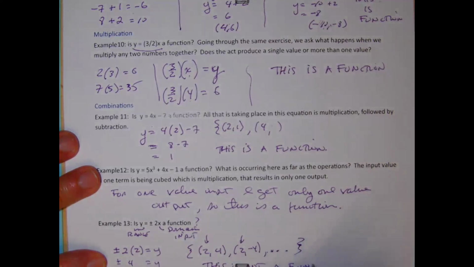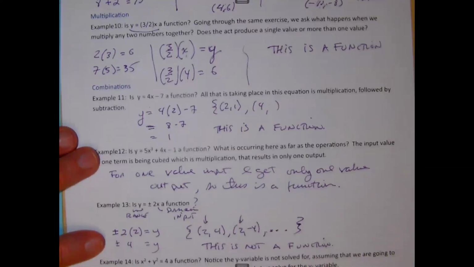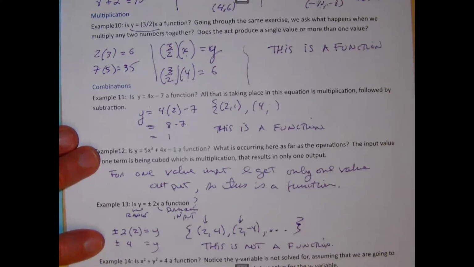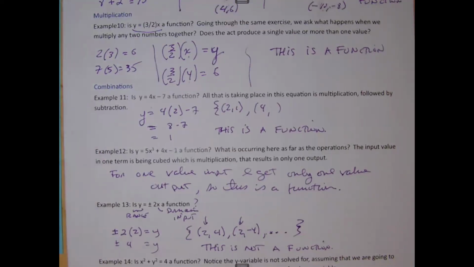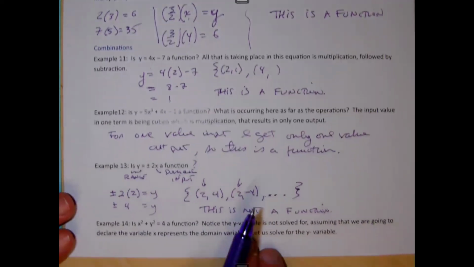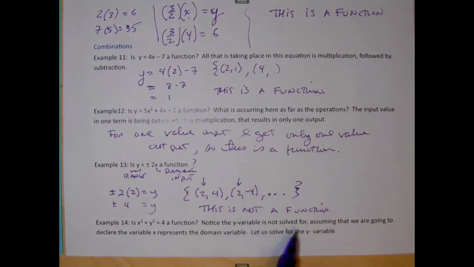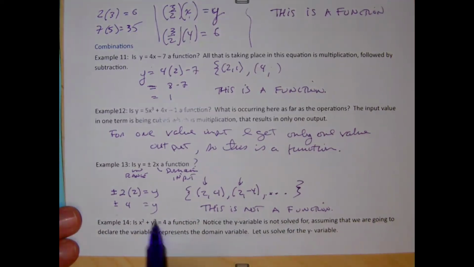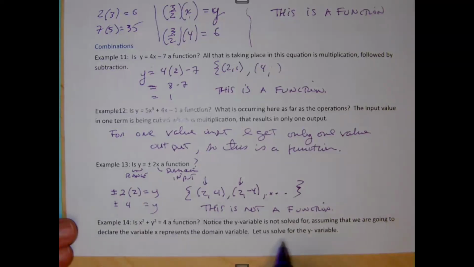I entered one item and I got 2 items back out. So this is not a function because of that. How about this one? Is x squared plus y squared a function? Now notice the variable y is not solved for. Okay, so now we have both things on one side. Assuming that we declare the variable x represents the domain value, let us solve for the variable y.